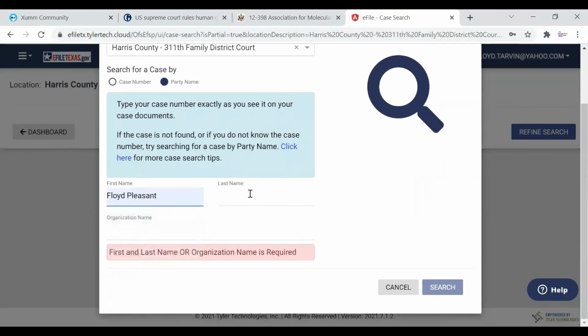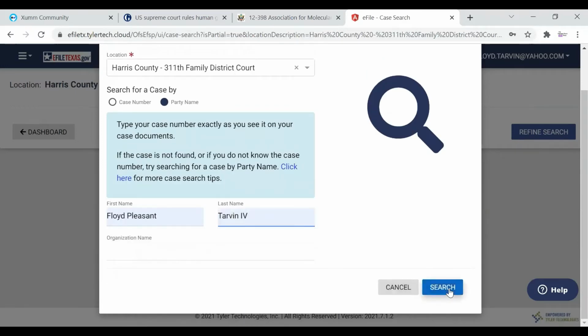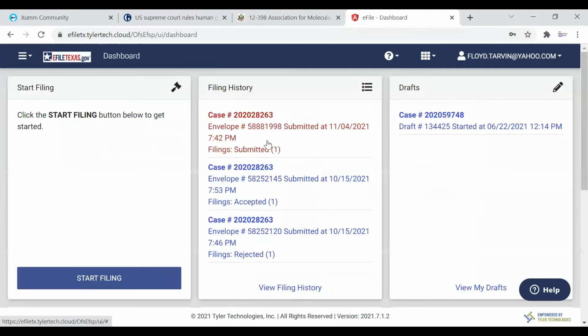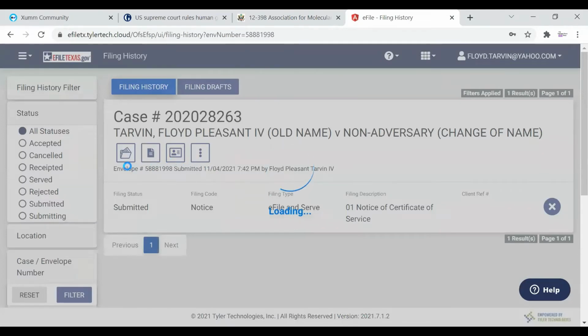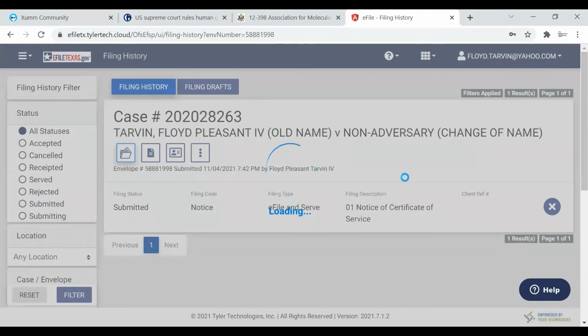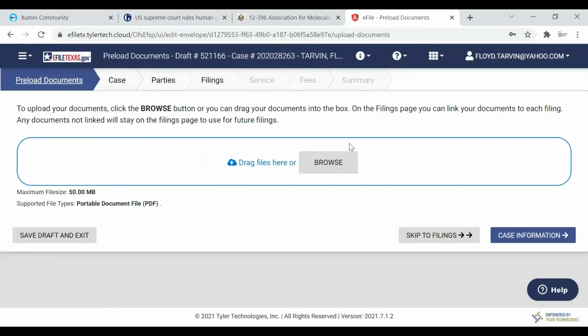Party name. Oops, no results. Same case. Envelope. And just go through the same process over and over and over. So exactly what I filed. Certificate of service.